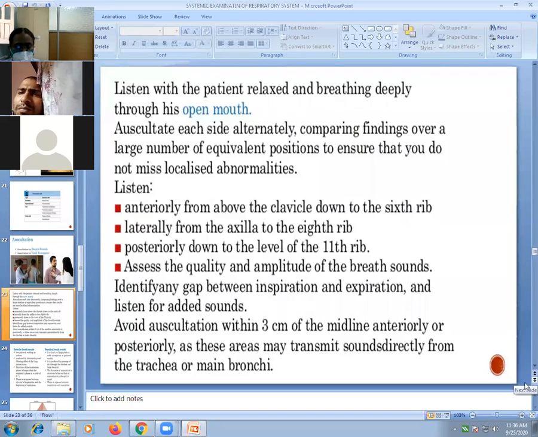So the chest should be auscultated anteriorly, posteriorly and in the axillary area. Every part of the chest should be auscultated so that you do not miss any localized abnormality, and you have to compare both sides, right as well as left, for any difference.